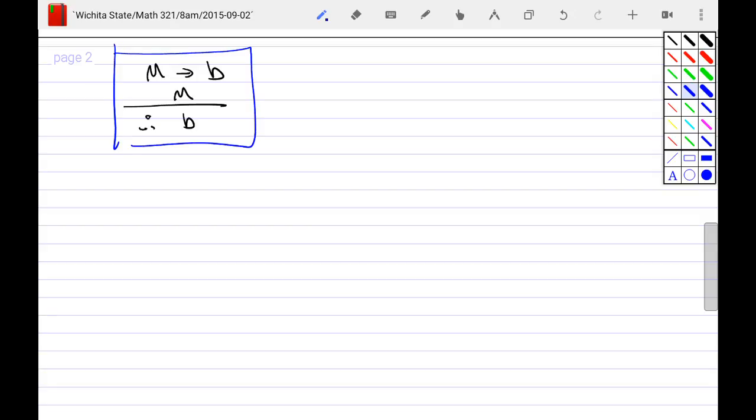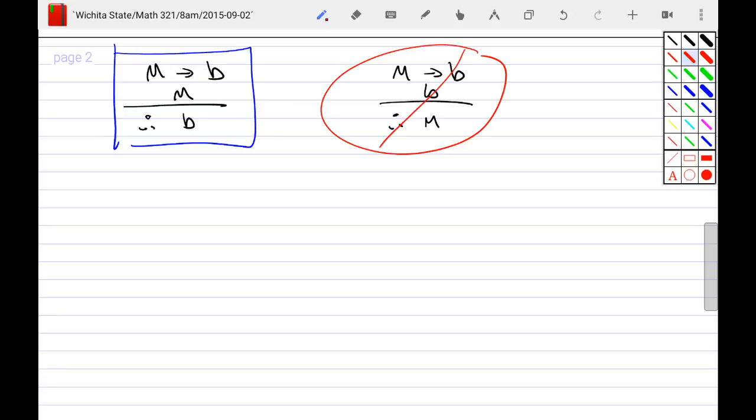This is correct. That's good. All right, but what if a person says, you know what? They just get their head turned around. M implies B. What are you supposed to affirm? You're supposed to affirm the hypothesis. But they decide to affirm the conclusion. And then they say that I therefore must have had the hypothesis. And what have they done? They have done it backwards. So if you had to give it its own name, you would call it the fallacy of affirming the conclusion. You're supposed to affirm the hypothesis. You just affirm the conclusion. That's a fallacy.